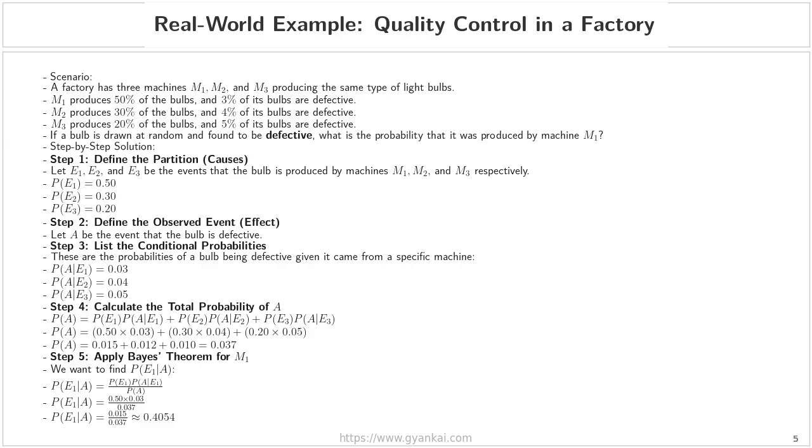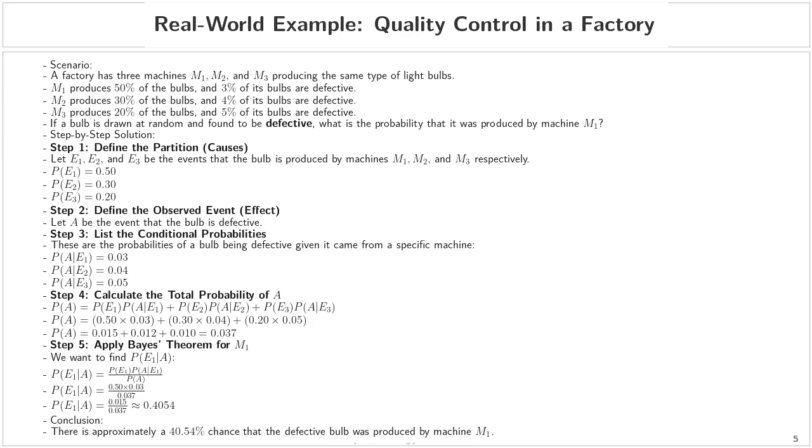This gives us approximately 0.4054. To conclude our analysis, we can say there is approximately a 40.54% chance that the defective bulb we found was produced by Machine 1. As we move to the next slide, keep in mind how this process allowed us to update our initial belief about Machine 1's contribution once we had the new evidence of the defect.